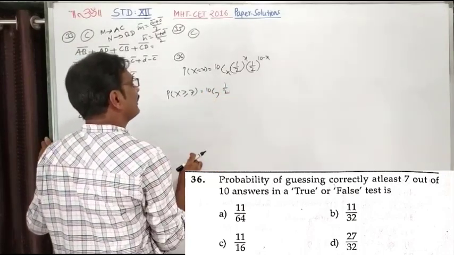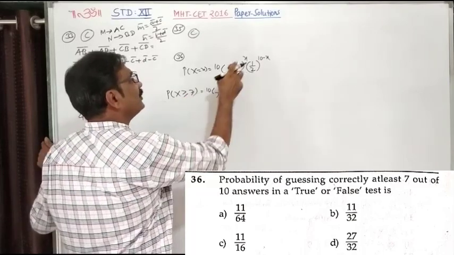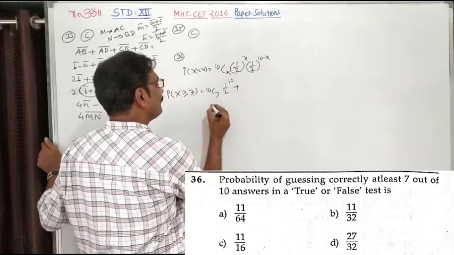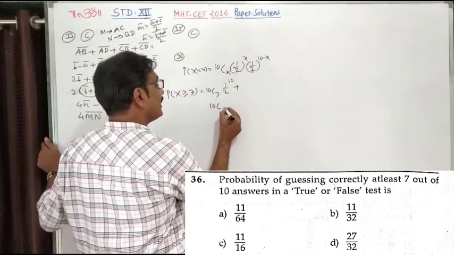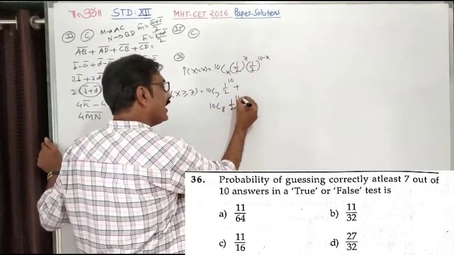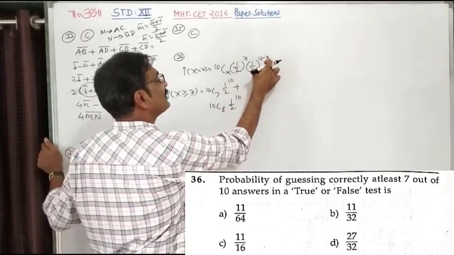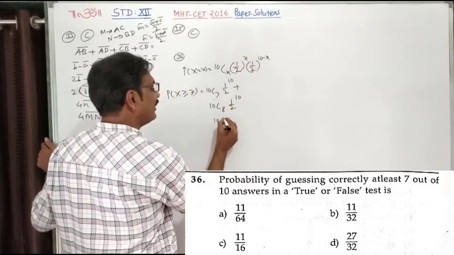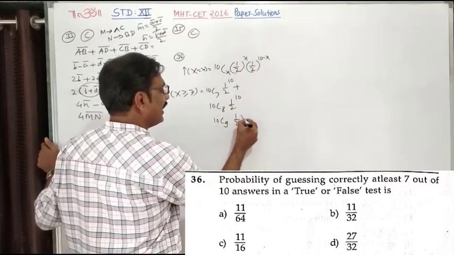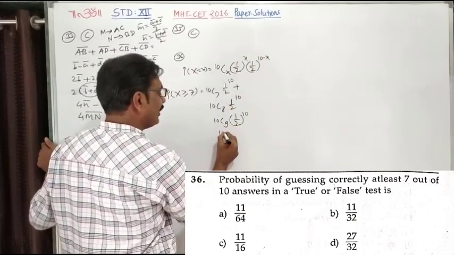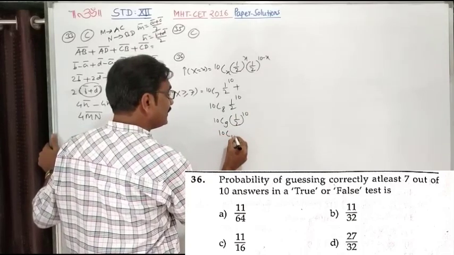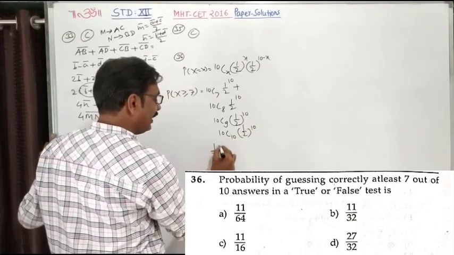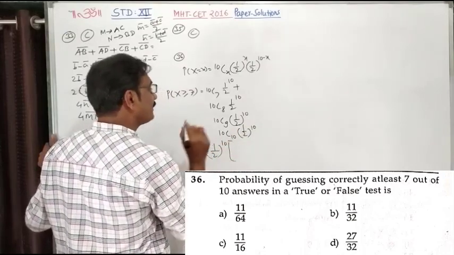See the logic behind this. If it is 7, then 3 remain, so they will be formed like that. 10C8 will remain the same. 8 and 10 minus 8 is 2, so that also becomes 10. That is the common sense behind this. And it is 10C10, 1 by 2 raised to 10. So 1 by 2 raised to 10 is common.